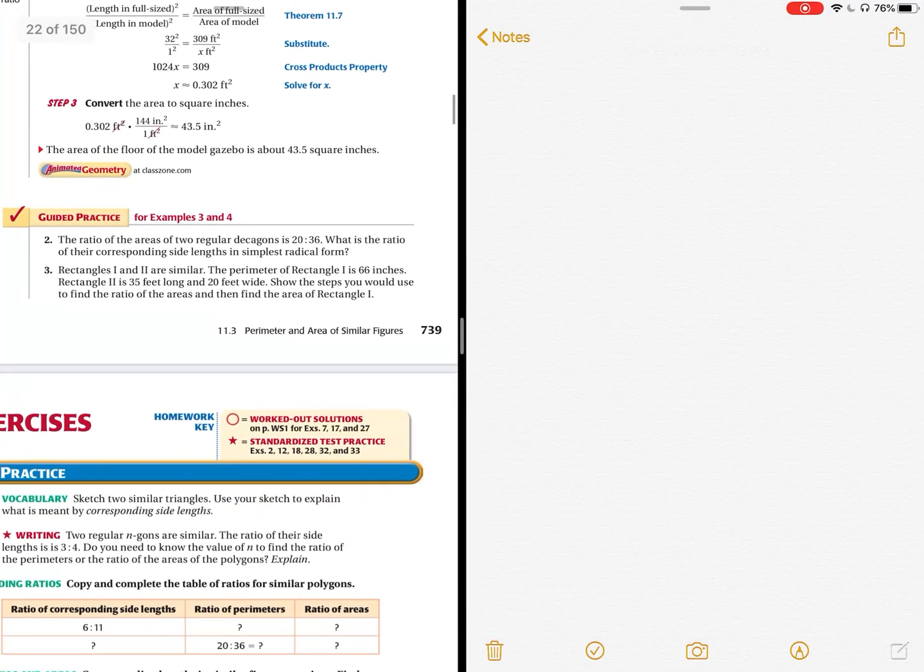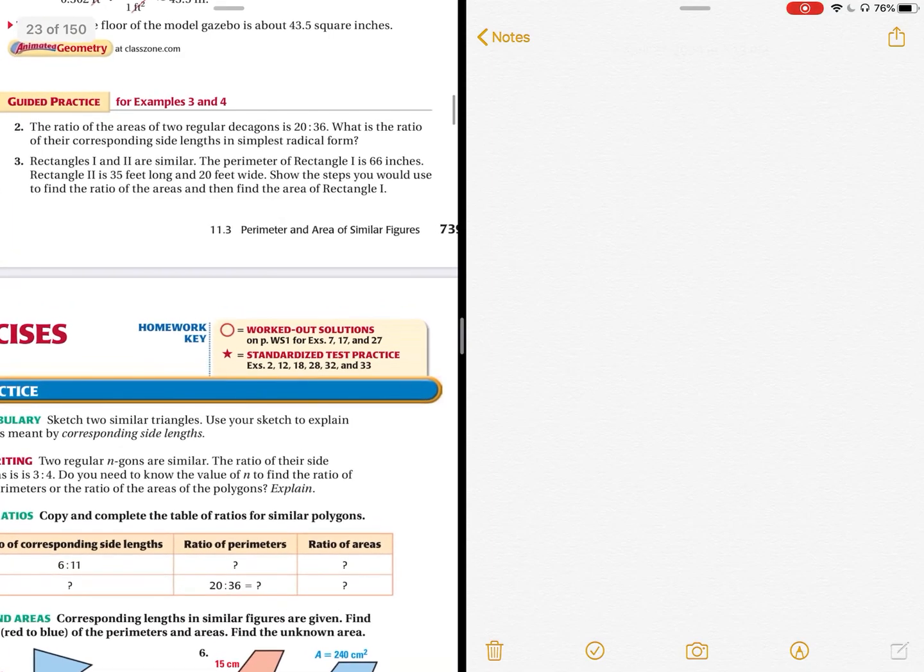Okay, so the last thing we'll take a look at is guided practice question number 2. It says the ratio of the areas of two regular decagons is 20 to 36. So again, they didn't say they were similar, but because they're both regular decagons, they have to be similar, right? And the ratio of their areas is 20 to 36. It says what's the ratio of their corresponding side lengths in simplest radical form. So if I'm starting with areas and I want to go to sides, I need to square root. Again, these aren't perfect squares. Well, 36 is, but I'm going to reduce it. I could divide, let's see, probably just by 4. So it turns into 5 over 9.